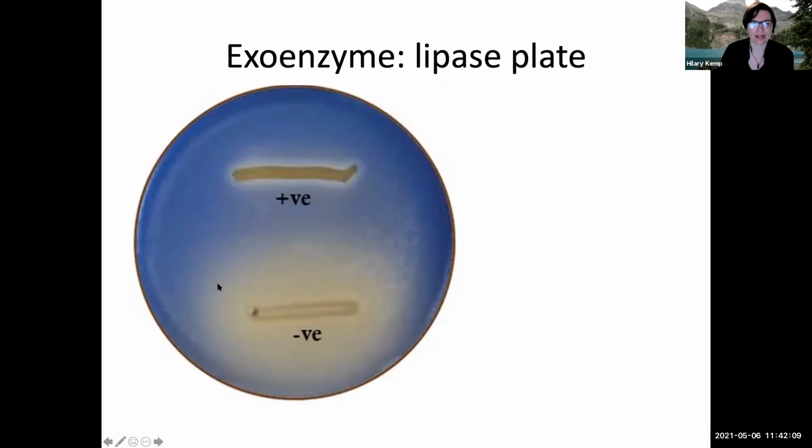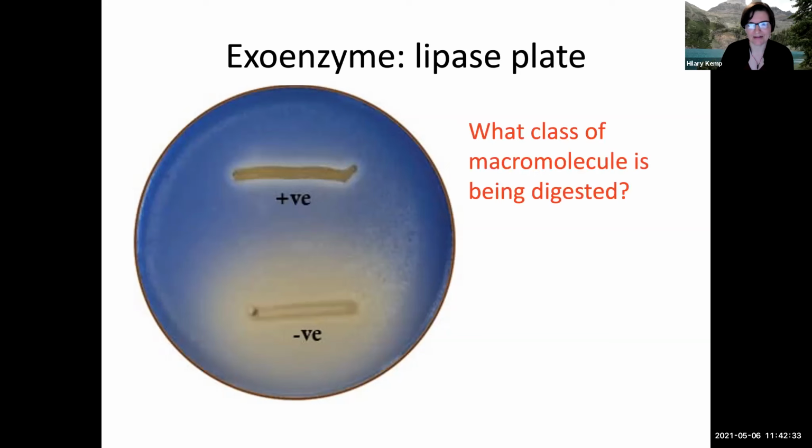All right, here's another exoenzyme test. This is a lipase plate. This blue dye is a lipid-based dye, and an organism that has lipase will clear the dye. I don't know why this is totally swapped. I'm sorry, guys, that must be a little confusing. This is positive, that's negative, obviously. I have to fix that. I don't know how many times I've proofed these slides and I still see mistakes in them. Sorry about that. But the class of macromolecule being digested, of course, is the triglyceride.